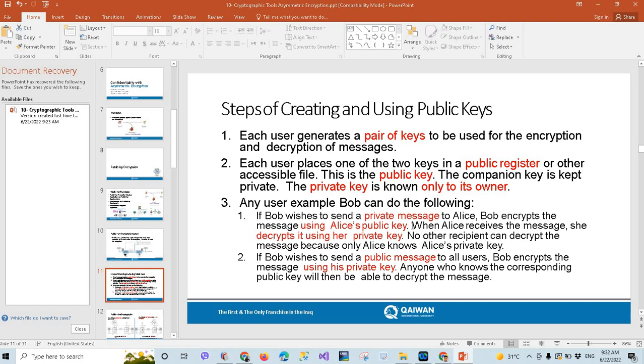Each user places one of the two keys in a public register or other accessible file. This is the public key. The companion key is kept private. The private key is known only to its owner.